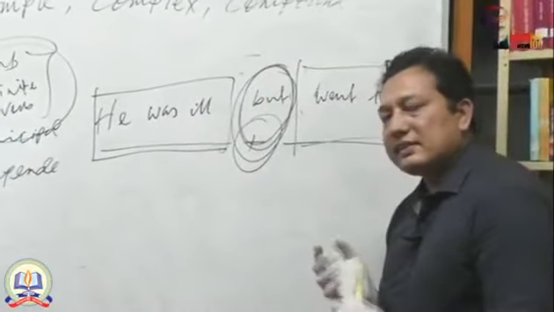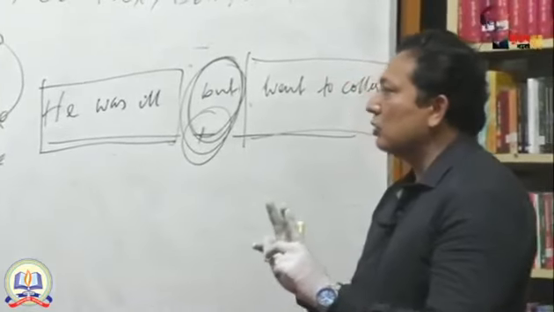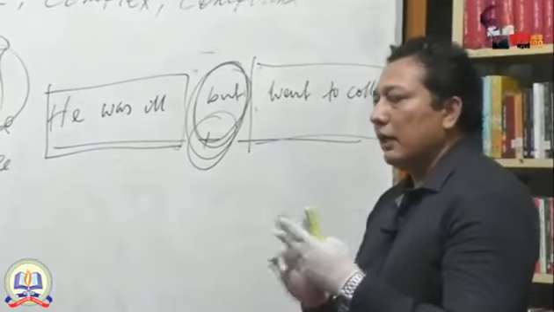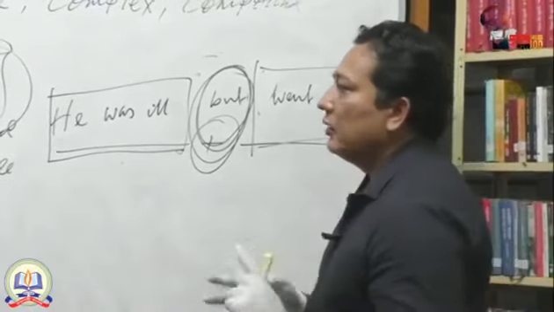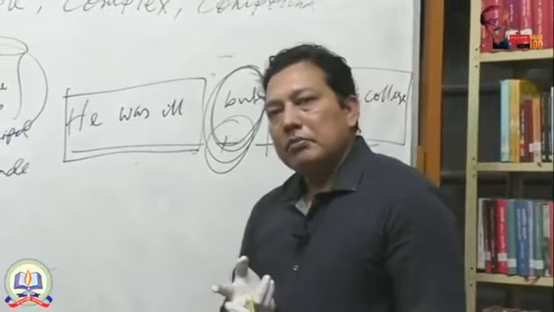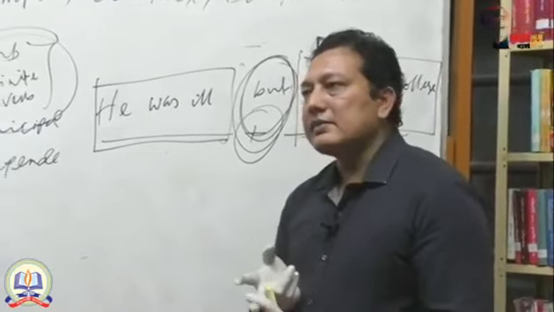In a complex sentence, you have to make two parts. One part will be dependent on another part. That means you will get two clauses here. One is the main clause and another is the subordinate clause.